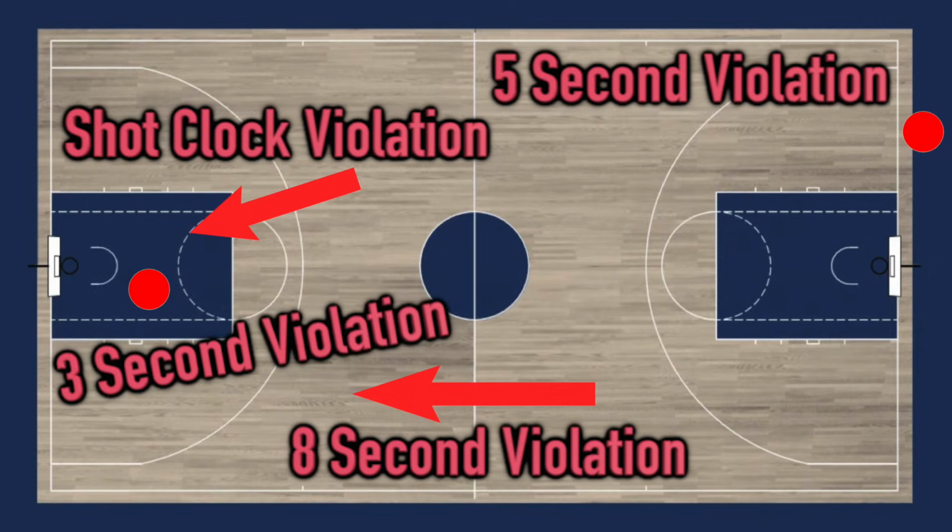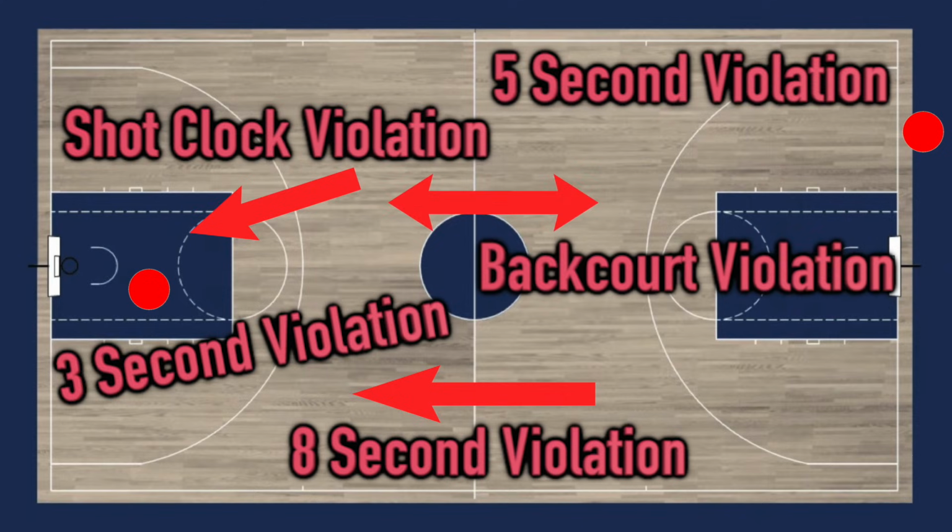There's also a 3-second violation if an offensive player, or a defender who's not actively guarding an opponent, stands in the paint for more than 3 seconds. You can't just camp out in the lane. If you do, an offensive 3-second call results in a turnover, and a defensive 3-second violation equates to the offense shooting a technical foul shot.